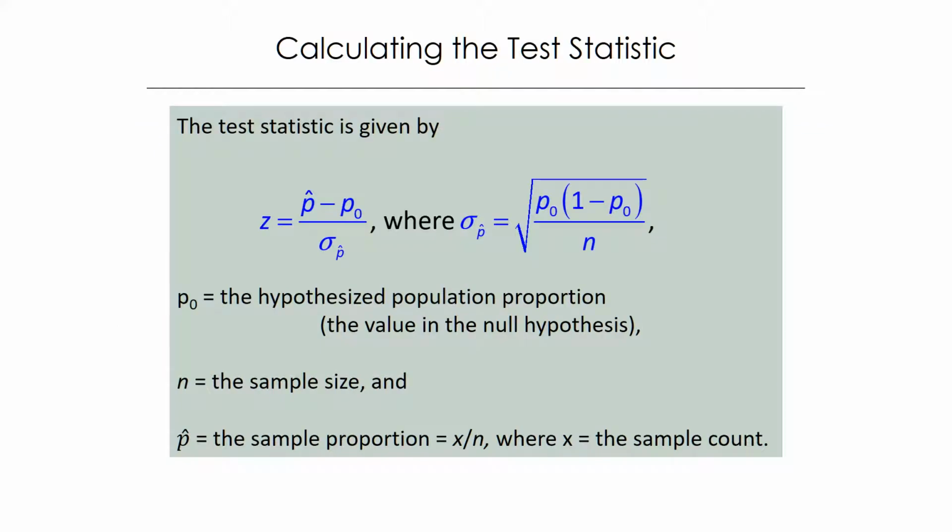Next, we calculate the test statistic. This gives a position for our sample data on the normal distribution that is given by the sampling distribution for samples of size n. We have to have a hypothesized population proportion, so we use the value in the null hypothesis for p sub 0. n is the sample size, and then p hat, p with the circumflex above it, is the sample proportion, which is x over n, where x is the sample count.